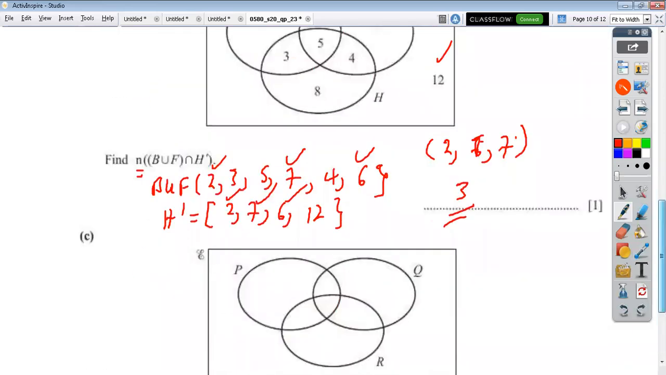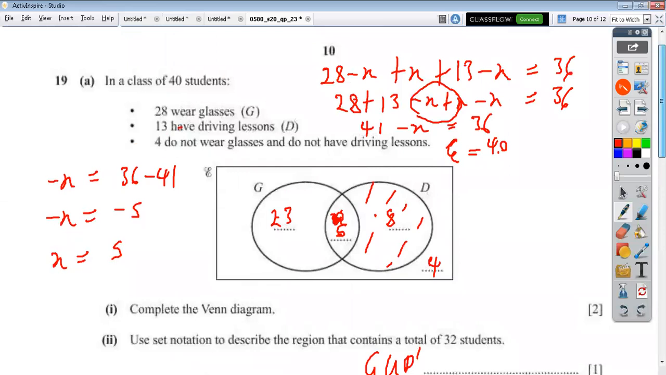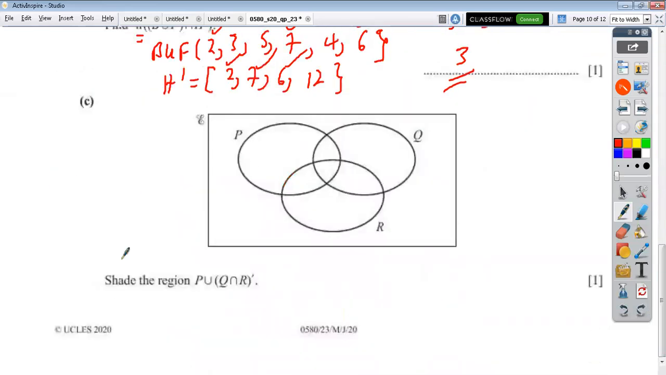Now shading. Shade the correct region there. So remember I said you can use different colors. P union. Okay. So I can do this. But if you are quick, you can actually do it straight away. So if I say P, everything in P, I'm going to shade it in red.